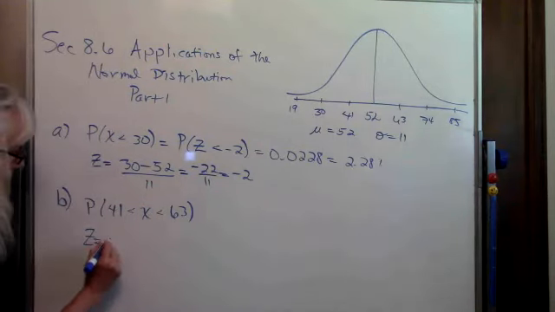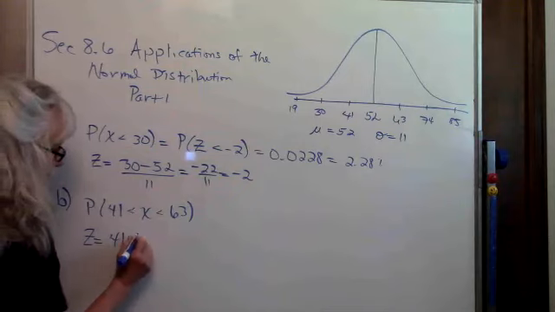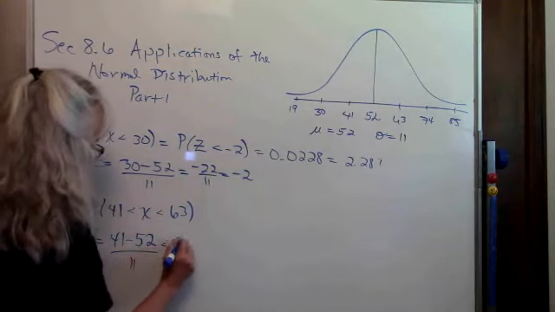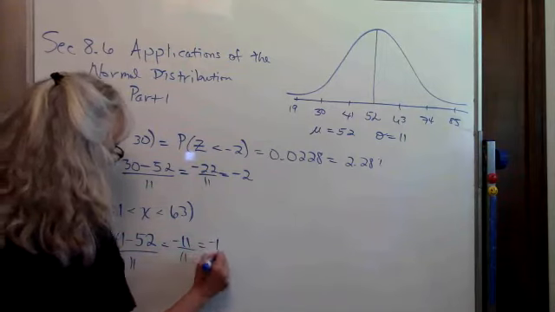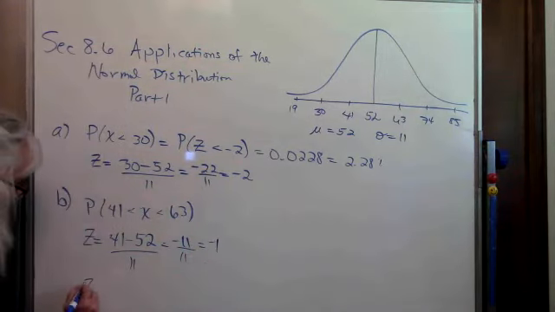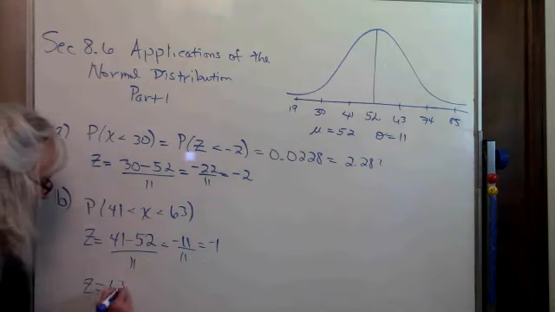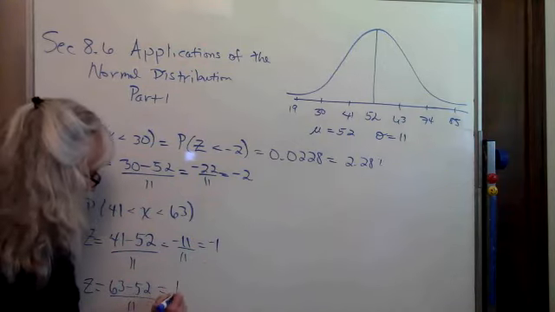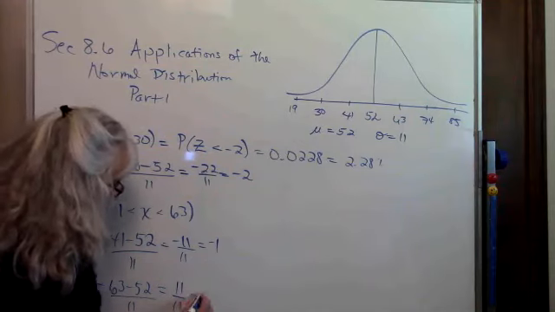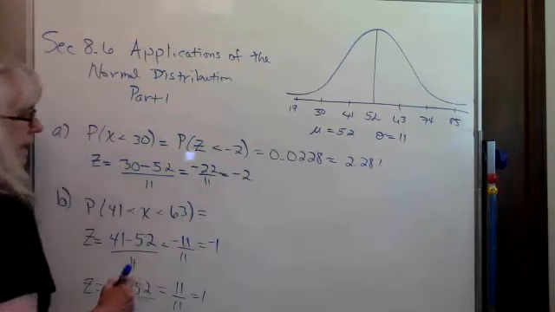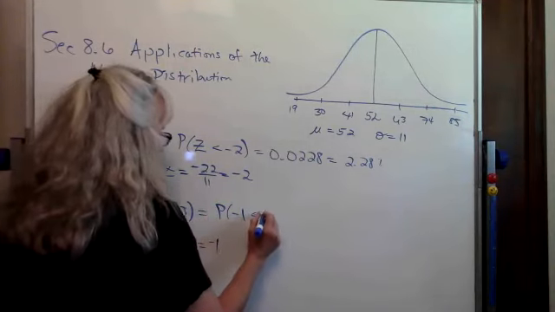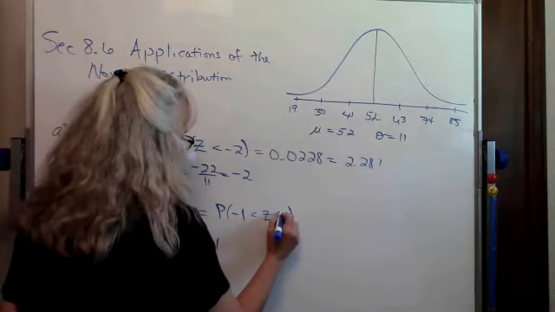So z is going to be equal to 41 minus the 52, all over 11. That's a negative 11 over 11, which is a negative 1. For the other score, 63 minus 52 over 11 comes out to be a positive 11 over 11, which is a positive 1. So this is basically asking us within one deviation: negative 1 is less than z is less than positive 1.